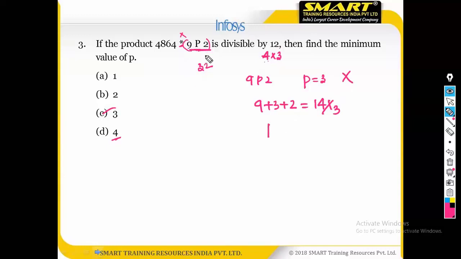Next, if I choose p is equal to 2, 22 will not be divisible by 4. If I choose p is equal to 1, then it is satisfying both the divisibility rules. So it is 9 plus 1 plus 2, it is 12. If the last 2 digits are 12, it is divisible by 4, and the sum of the digits is also 12. Therefore it is divisible by 3 also. Hence only 1 is satisfying both the rules. Therefore p is equal to 1.